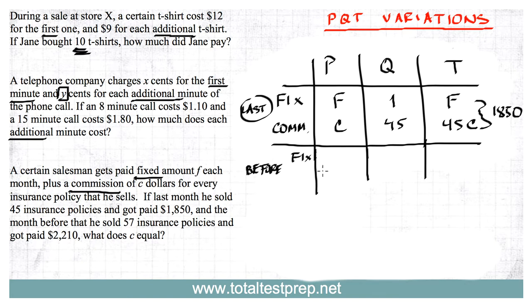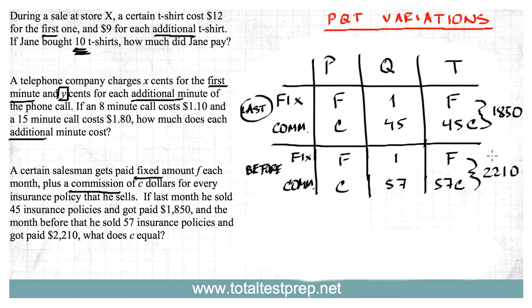The fixed amount is again F, getting paid that once. So total of F dollars for the fixed salary, let's say. And then the commission again is C dollars, but it's for 57 insurance policies. So he earns a commission of C on each insurance policy, sold 57 insurance policies, so that's a total of 57C. And the total quantity here is 2,210. In other words, this is the total amount of money made. So the question is, what is C?